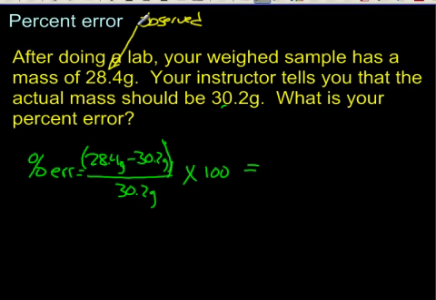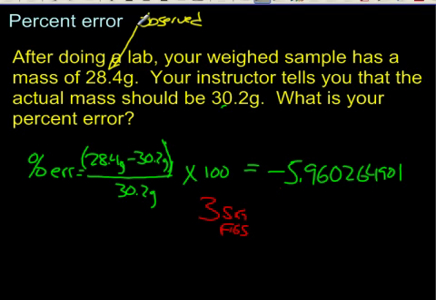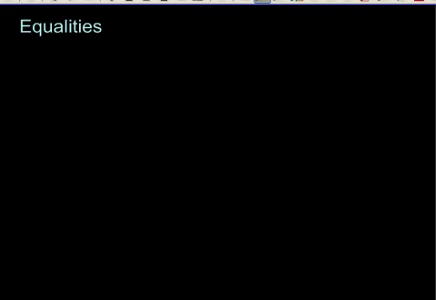So we're going to punch that into the calculator. As usual, we're going to get a weird, big, giant number that we know isn't right. That's okay. So in this case, we got negative 5.960264901. We know that at this point in the year, how we're going to round those numbers is to significant figures. Now the good news is both of my givens have three significant figures. 28.4 has 3, 30.2 has 3. So if both my givens have 3, then I know my answer should have 3. So what we're going to do then is round that to negative 5.96%. You can have a negative or a positive sign. That negative means that I'm below what the actual value is.